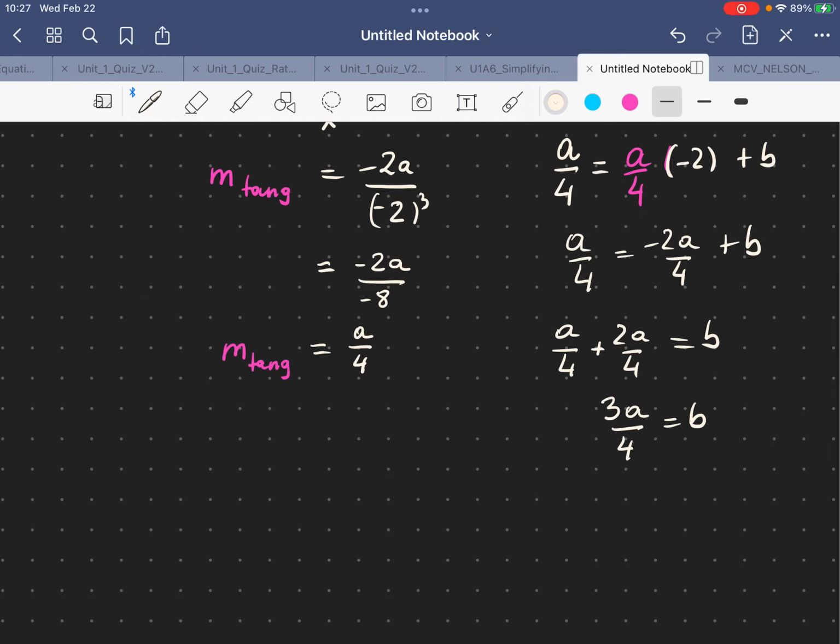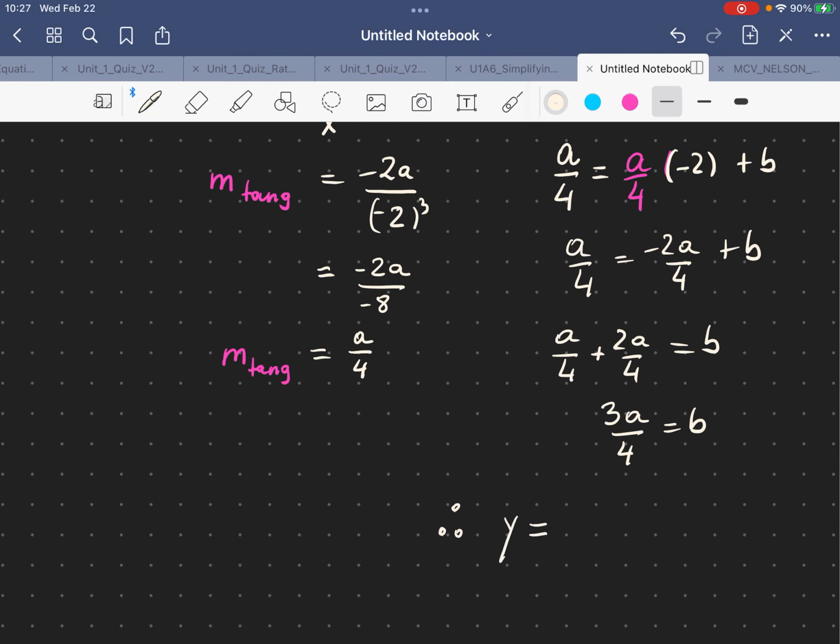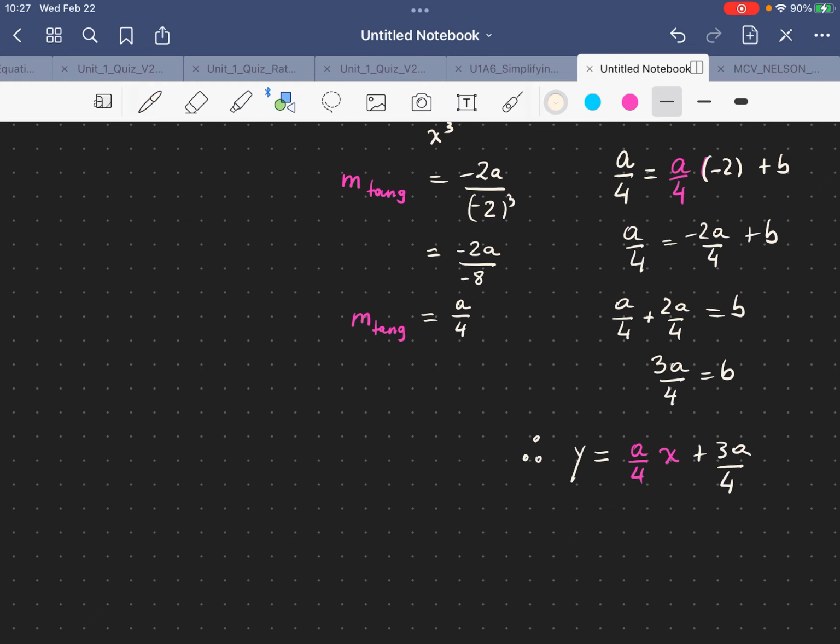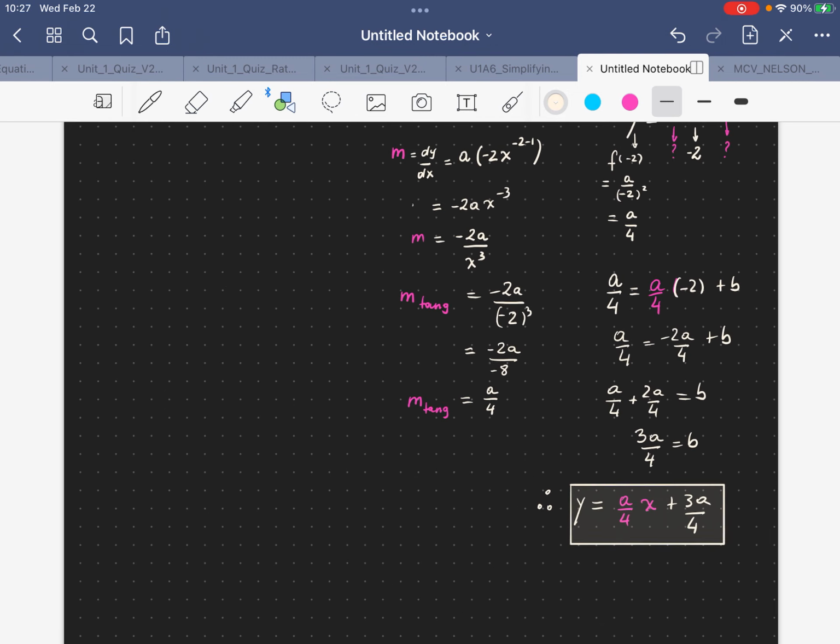So therefore, we're going to say the equation of the tangent line drawn on the graph of this function will be y equals the slope of a over 4. Remember that we found the slope of a over 4 from the derivative here, right? And we substitute it in here. And then times x, and then plus the coefficient 3a over 4. Let's be consistent with the colors. So as you can see, we just obtained the equation of the tangent line drawn on the graph of the function at x equals negative 2.